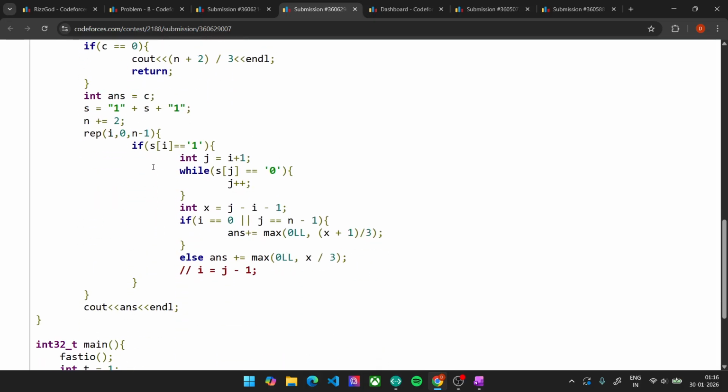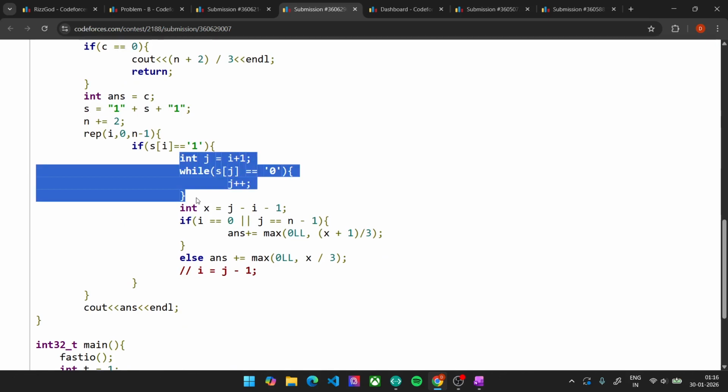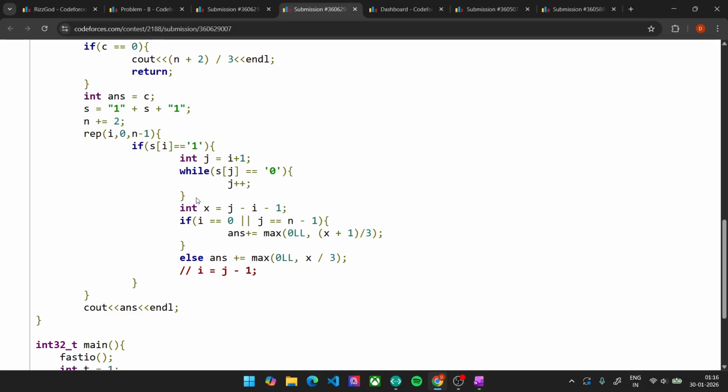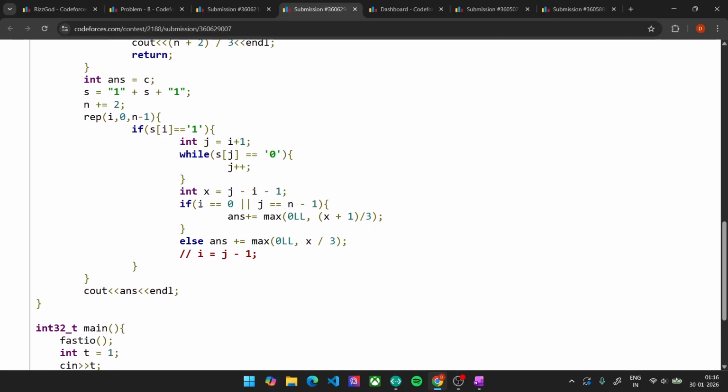Then I am traversing through the string and trying to find contiguous substrings of all zeros, that is, how many zeros there are in this continuous segment. If i equals 0 or j equals n minus 1, this denotes that it is of case 2. So when it is of case 2, I am adding this term to my answer. Otherwise, I am adding just x by 3.